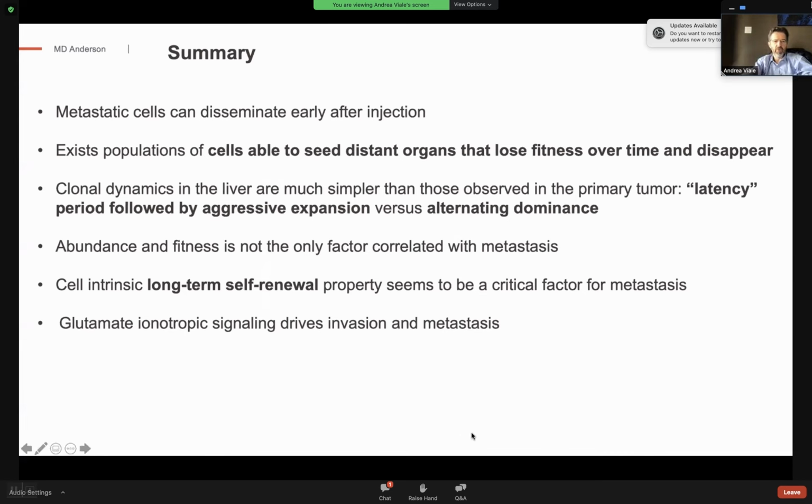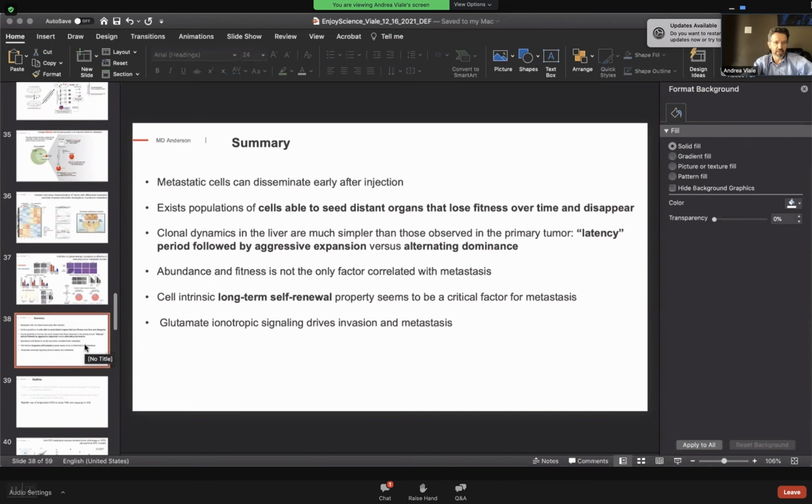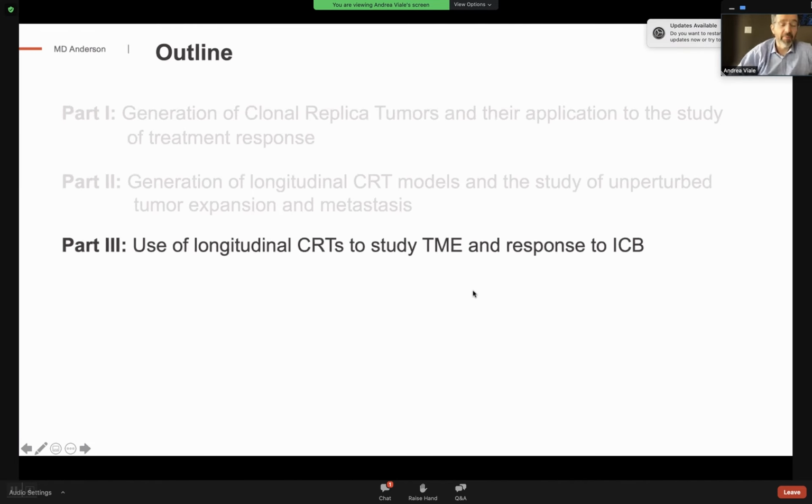I had another slide that I wanted to show you. Let me see if I can get it, but I don't have it, sorry about that. So let's move forward with part 3.